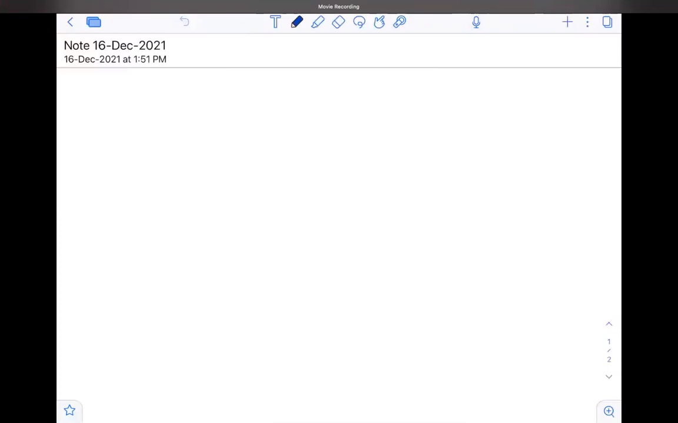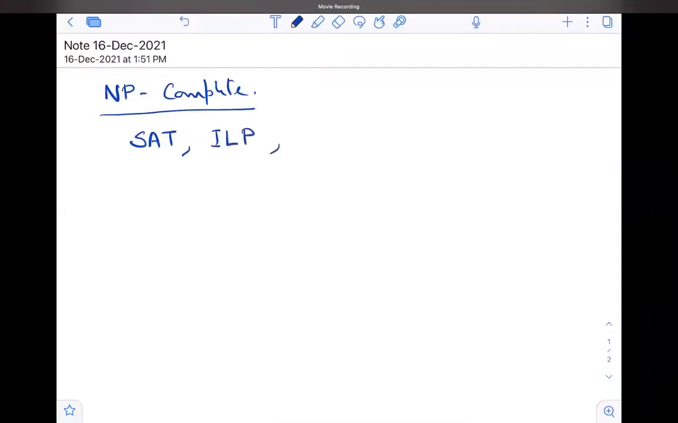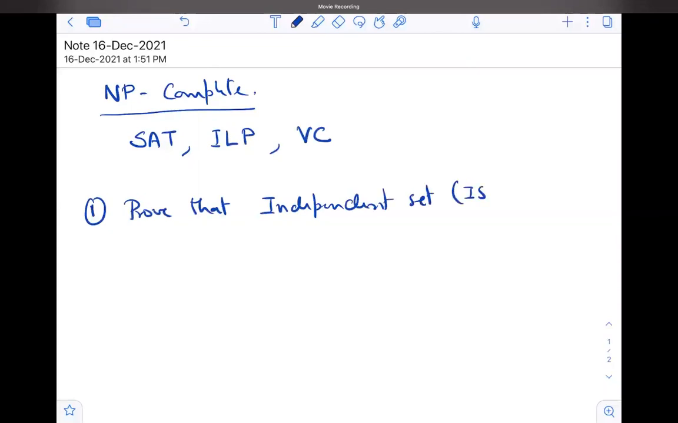So what have we seen so far? We have seen some NP-complete problems. I have told you that SAT is NP-complete. Then, assuming SAT is NP-complete, we have proved that ILP is NP-complete. We have also proved Vertex Cover is NP-complete. Now, the first problem is: prove that independent set, called IS, is NP-complete.